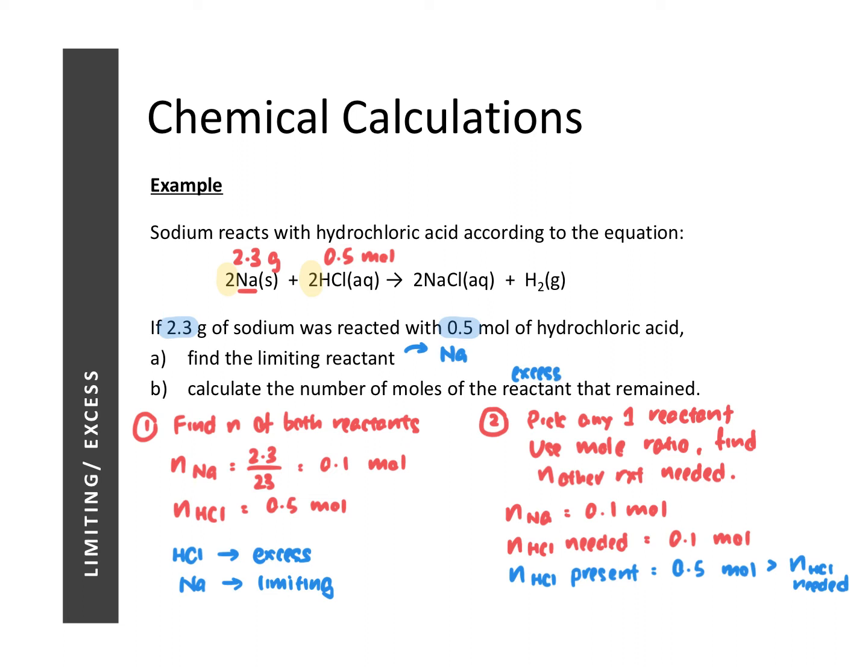So from step 2 again, we can see that the number of moles of hydrochloric acid present is 0.5 mole. The number of moles of acid needed to react with the sodium is only 0.1 mole. So that means that we would have 0.4 moles of acid that is remaining.